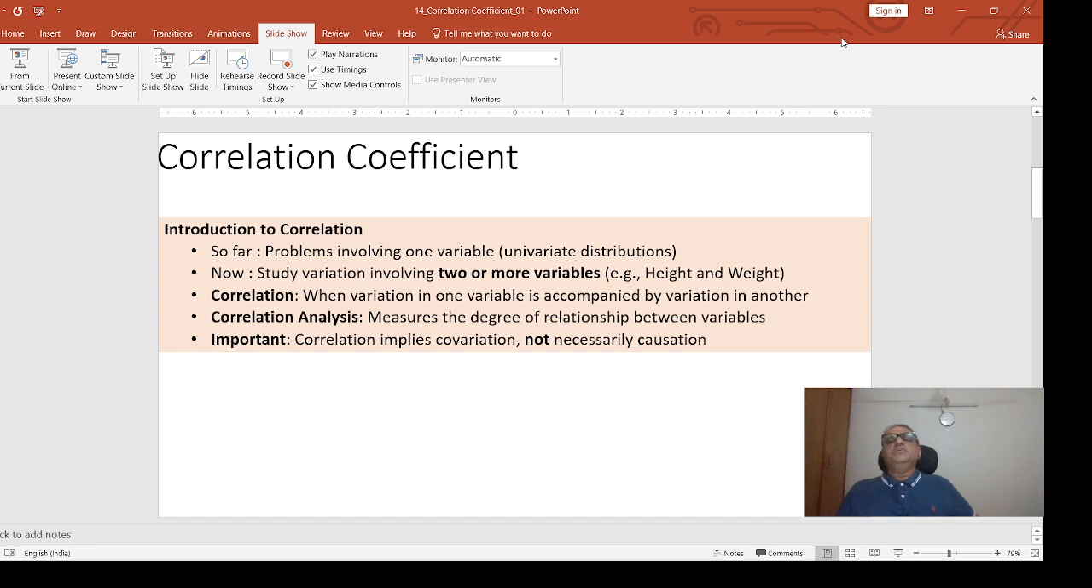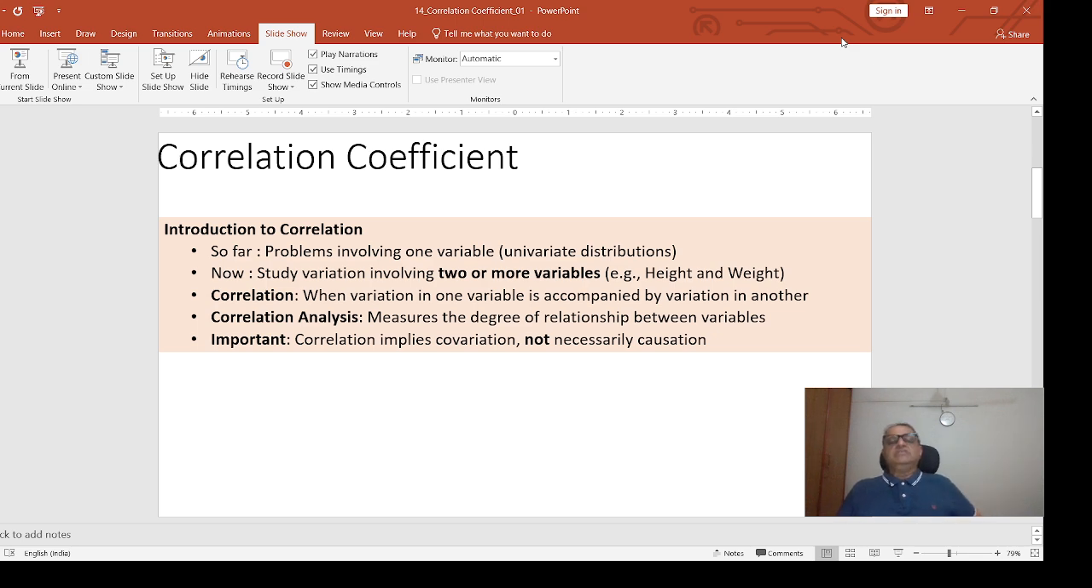If correlation is extremely high, if one variable increases and the other also increases, we say the two variables are related to each other, and we calculate the degree of this correlation. Most important thing, correlation implies covariation, but it doesn't necessarily imply causation.